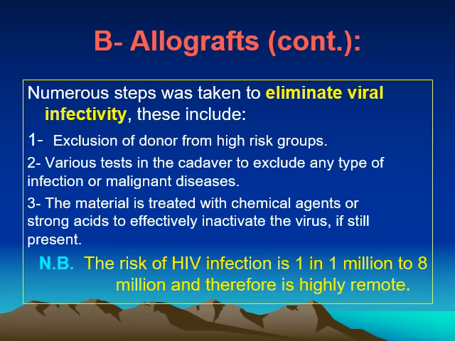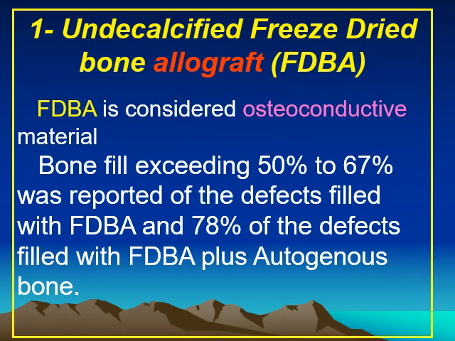Numerous steps were taken to eliminate viral infectivity. These include exclusion of the donor from high-risk groups, various tests in the cadaver to exclude any type of infection or malignant diseases. The material is treated with chemical agents or strong acids to effectively inactivate the virus, if still present. We have to notice that the risk of HIV infection is 1 in 1 million to 8 million and is therefore highly remote.